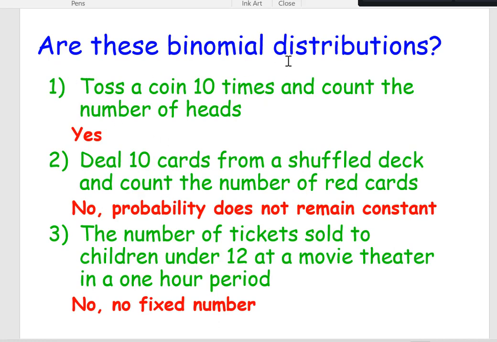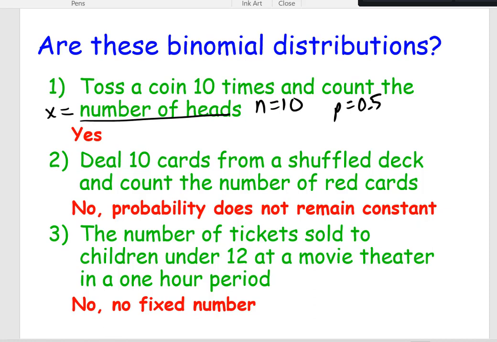So are these binomial distributions? Are each of these binomial situations? If we toss a coin 10 times and count the number of heads, yes, that is binomial. Because again, n equals 10. We've tossed the coin 10 times. p, probability of 0.5. That one's assumed here from the coin. And yes, x is the number of heads. That is our random variable out of those 10 trials.